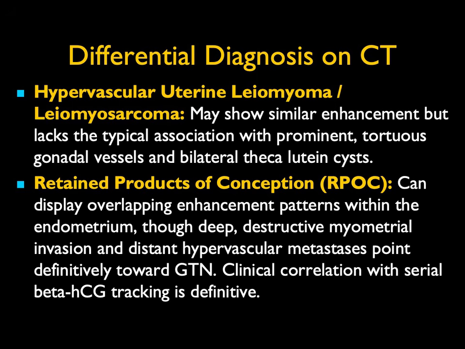Differential diagnosis: uterine leiomyoma, more commonly leiomyosarcoma when the vessels are irregular. Again, you want to be careful in the immediate postpartum patient, particularly post-C-section. You can be confused with retained products of conception, but after a couple of days, you're going to know what you're dealing with. And again, the beta HCG will be very helpful.